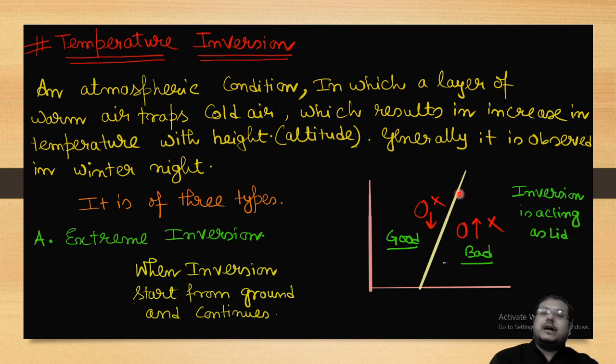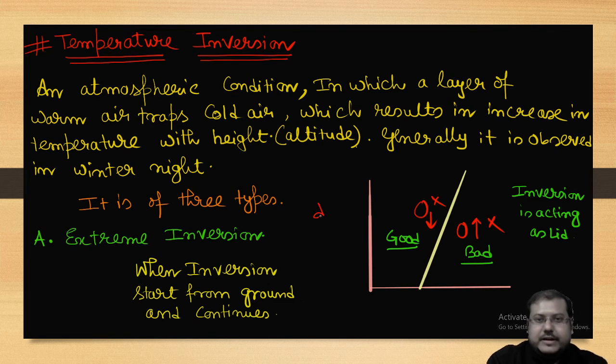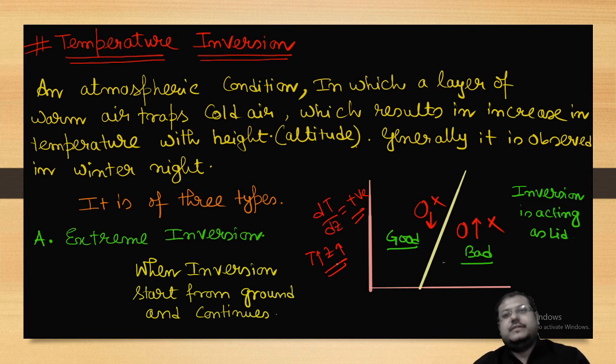इन्वर्सन मतलब उल्टा. When DTDZ is positive, that means your temperature is increasing with height. That is called as temperature inversion. It is of three types. Extreme inversion, when inversion starts from ground and continues.